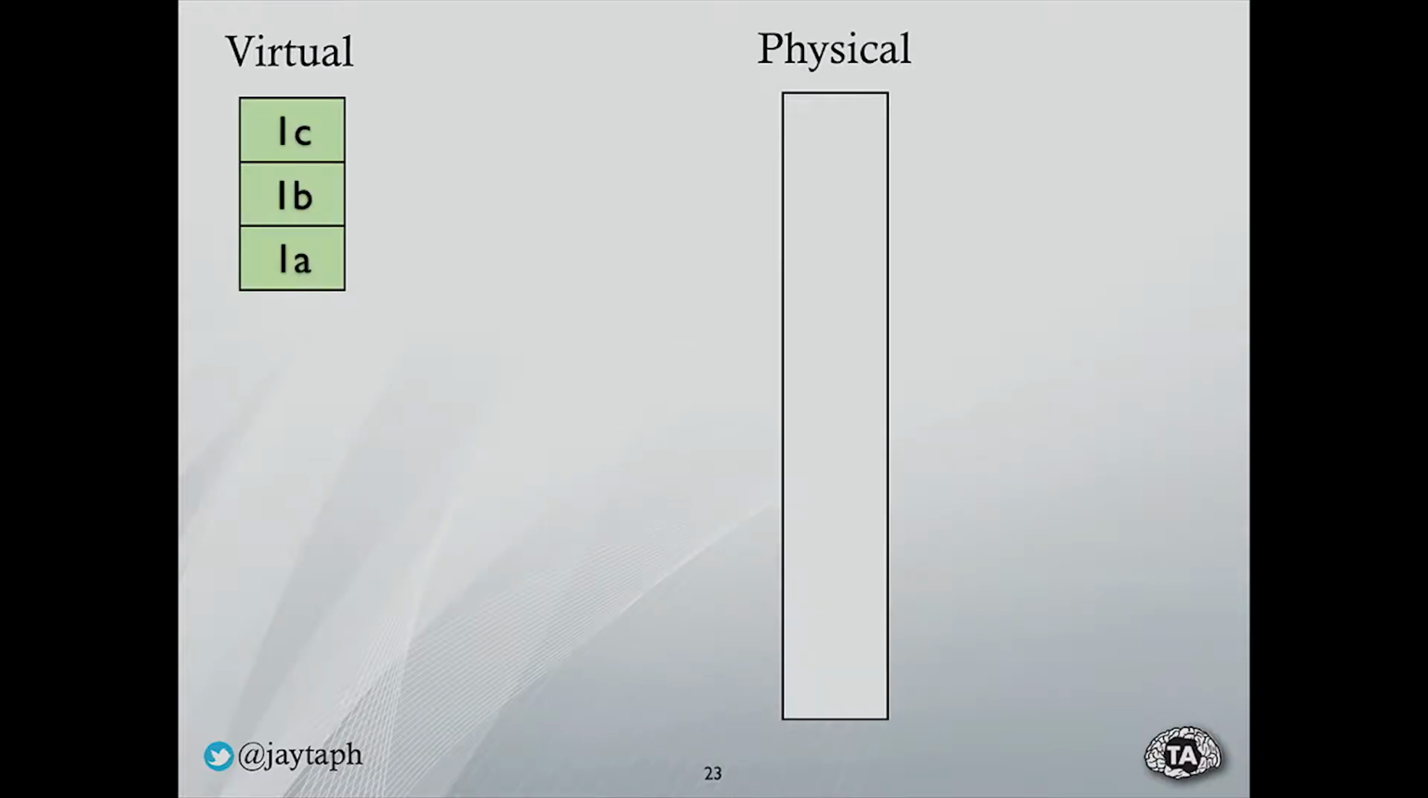Suppose I have a process and it has 3 memory blocks, 1A, 1B, 1C. And that's somewhere stored in physical memory. Let's say it's stored here, so it doesn't even have to be stored sequentially. It can be literally all over the place. We have no idea where blocks are stored.